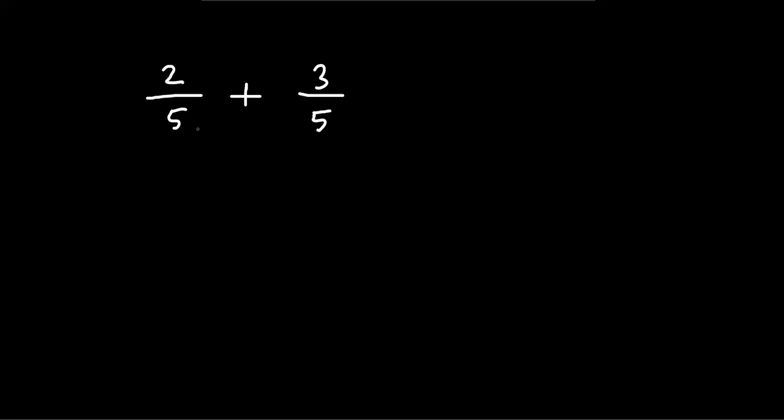Now, when the fractions have the same denominator, you just need to add the numerators. So this would become 2 plus 3 over 5, and that becomes 5 over 5, which is just 1. So 2 over 5 plus 3 over 5 is 1.